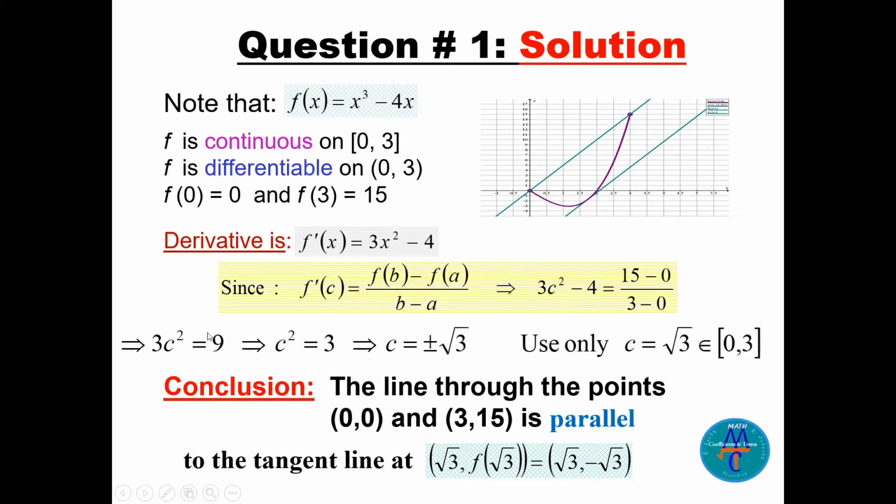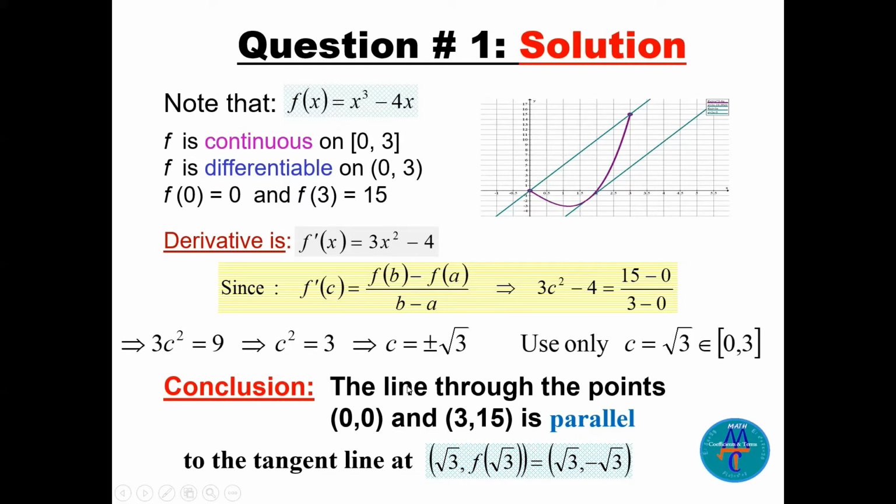Simplify, we get 3c squared is equal to 9, because this is 15 over 3, which is 5. Take 4 to the other side. Divide by 3, c squared is equal to 3. Take the square root of both sides. c will be plus or minus square root of 3. Now, square root of 3 is almost 1.7, so it is included between 0 and 3. And the other one, we cannot take, minus square root of 3.